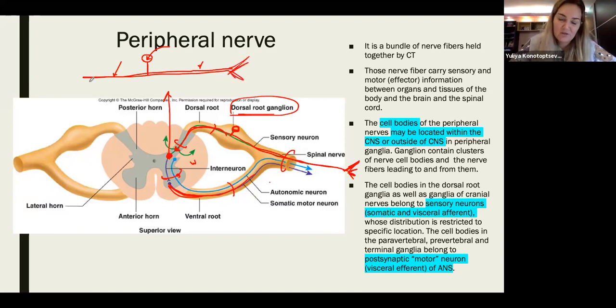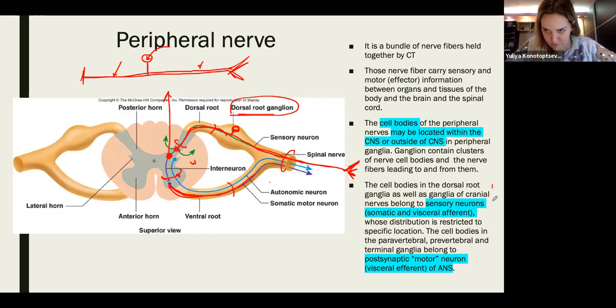Where is the axonal terminal? It's on the left, here, within the posterior horn. So that's where the axonal terminal will be. Is it clear? Yes. Okay.